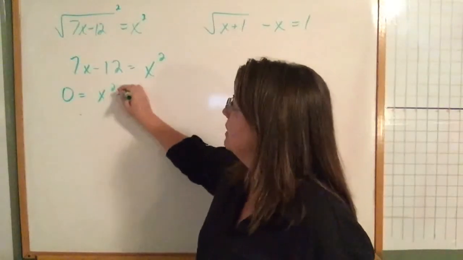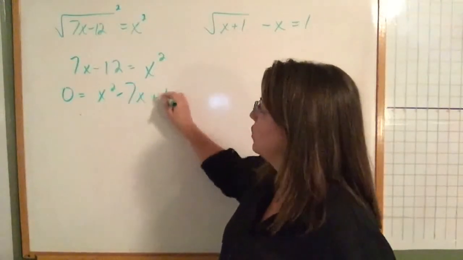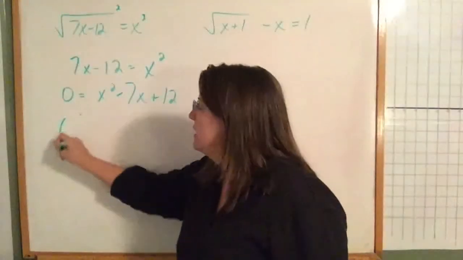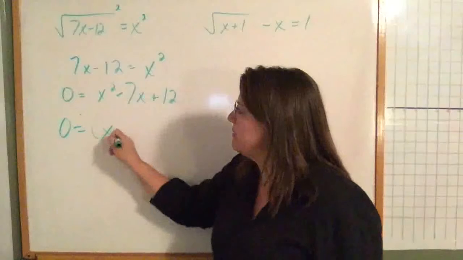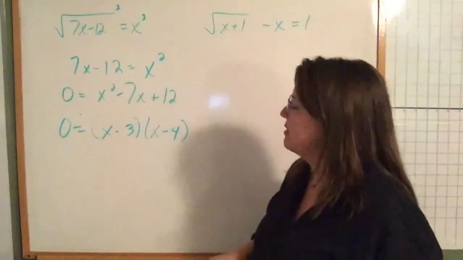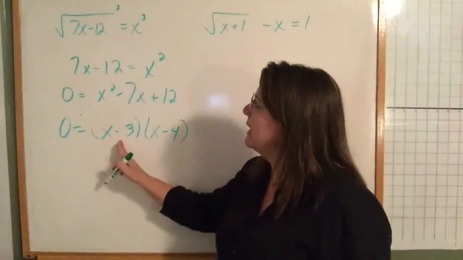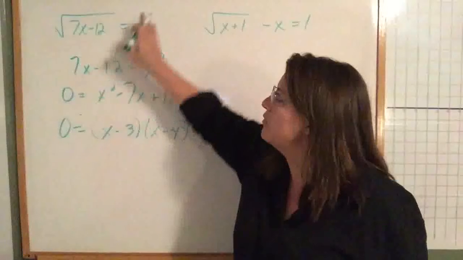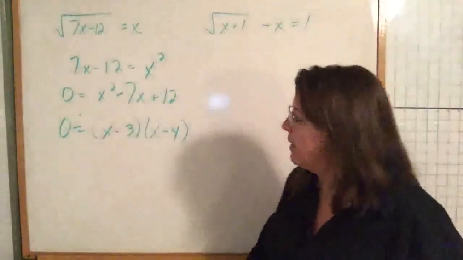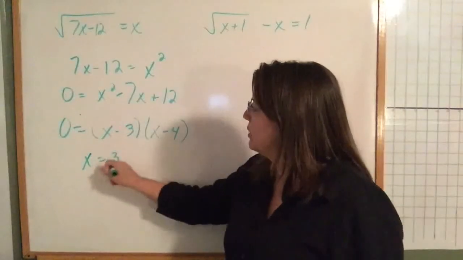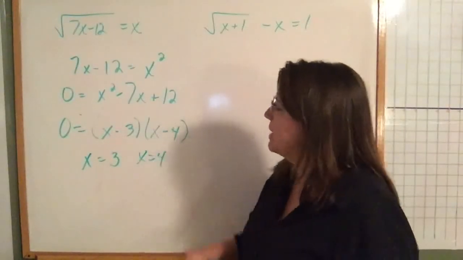I've got x squared minus 7x plus 12. I'm looking for factors of 12 that add to give me 7. Looks like this one is going to end up with the same factoring that the last problem had. So we've got x minus 3, x minus 4. And when I plug back in, I'm plugging into the original. Now remember, the original did not have those squares. I added those in. So I'm going to check. If I solve that, I get x equals 3 and x equals 4 as my two answers.